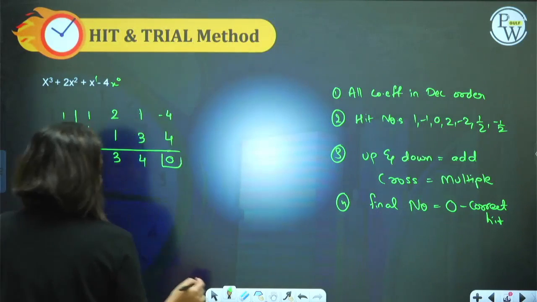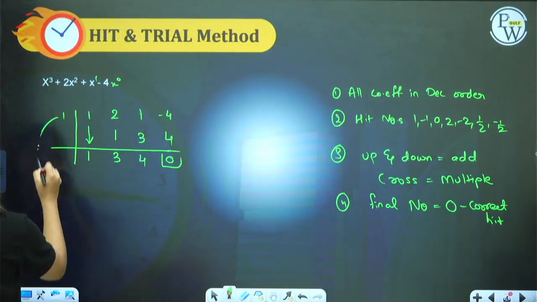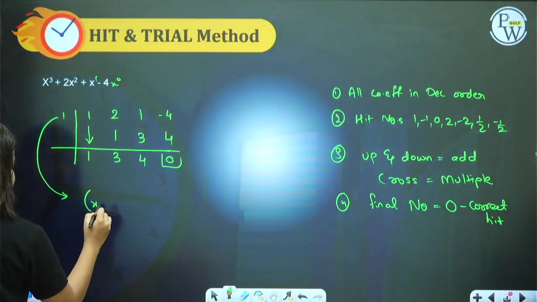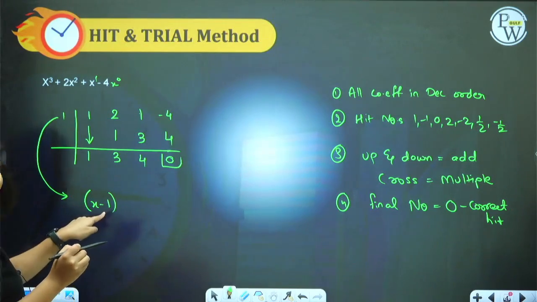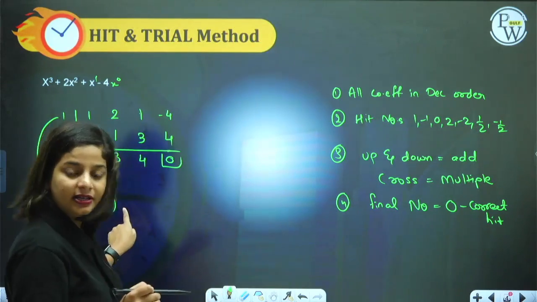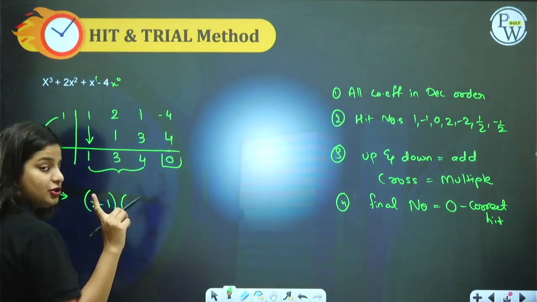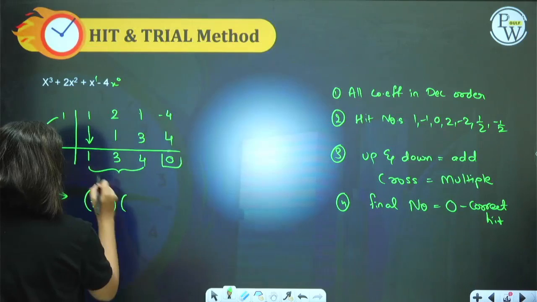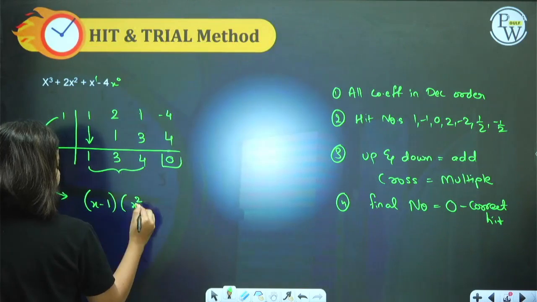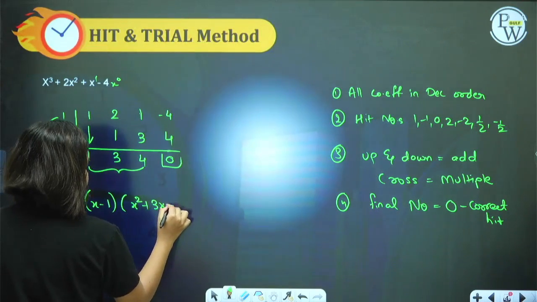And now listen carefully what you will do. This number 1 should be written like this with a minus sign. Whatever number is there, you will write it here with a minus sign. And these 3 terms are the coefficients of the quadratic equation: 1 into x square plus 3 into x plus 4.